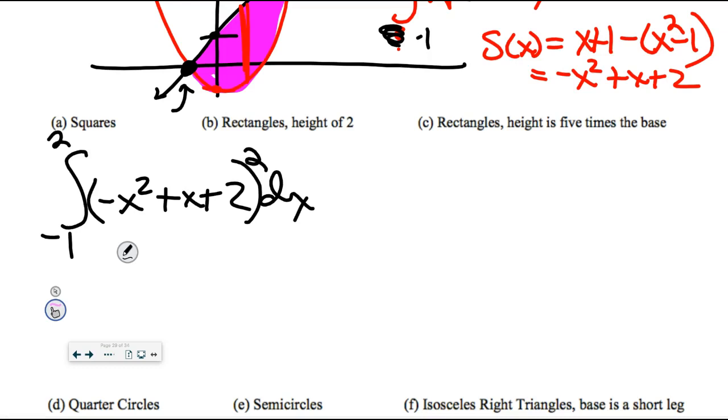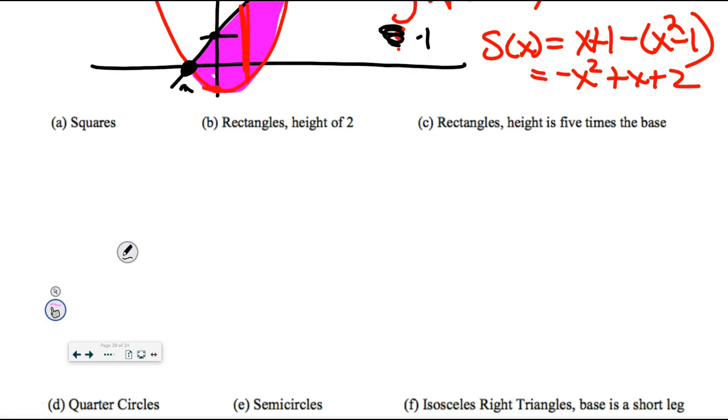So we're going to move on. Rectangles with a height of 2. I want you to set it up. Rectangles with a height of 2. You needed 3 dimensions for the rectangle. Height is constantly 2. It's one of the dimensions. You nodding? It's not really memorization, is it?